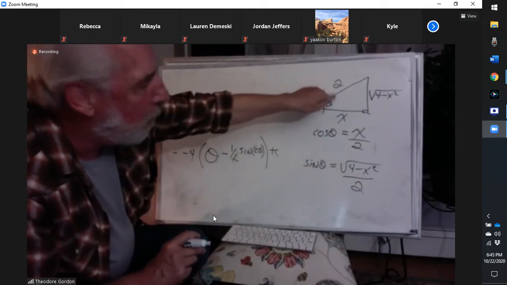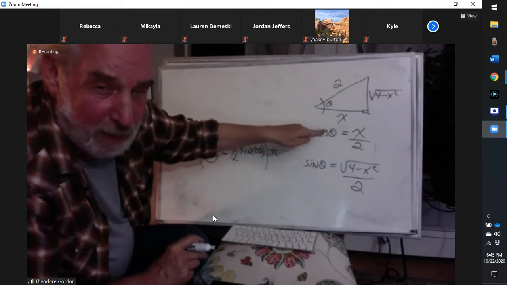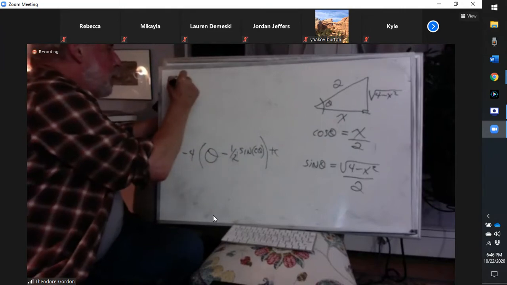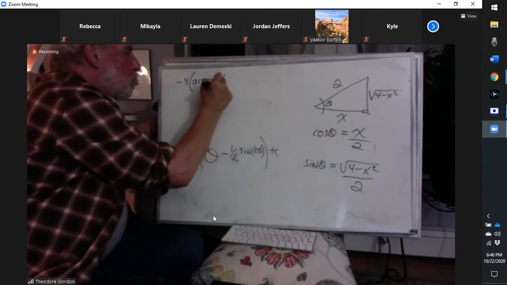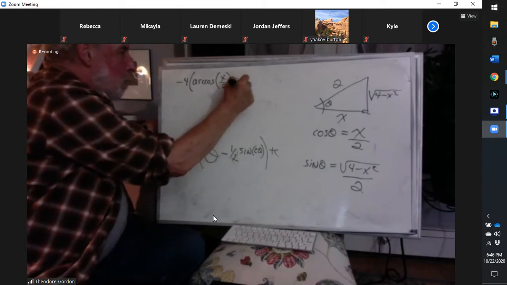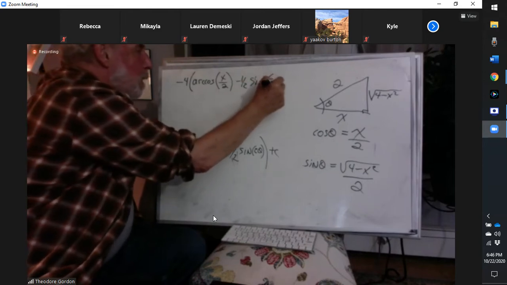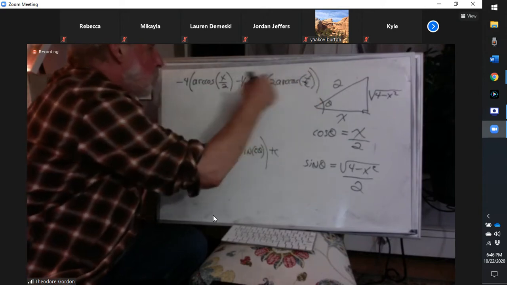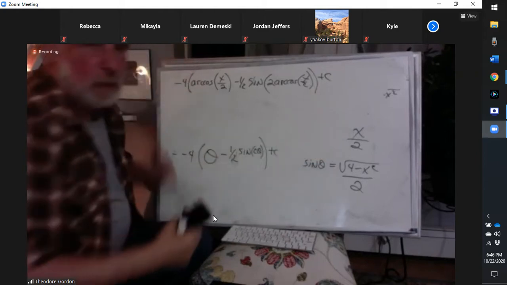So if we had labeled the triangle the other way, this would have been the cosine and this would have been the sine. So that's where the different answers come up. So I'm going to use this one. So we get -4 arc cosine of x over 2, and then we get minus 1/2 the sine of 2 times the arc cosine of x over 2, plus c. And for me, that's the answer.